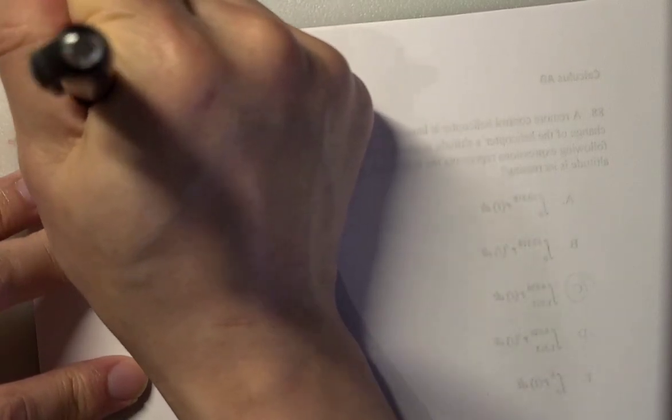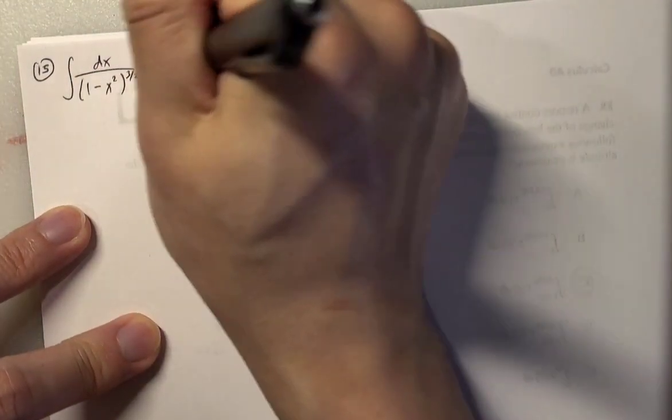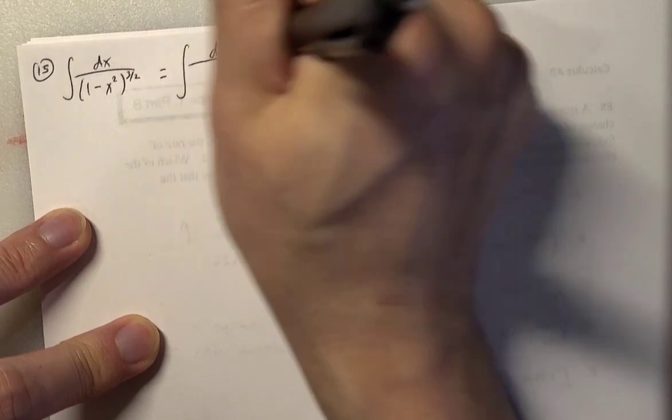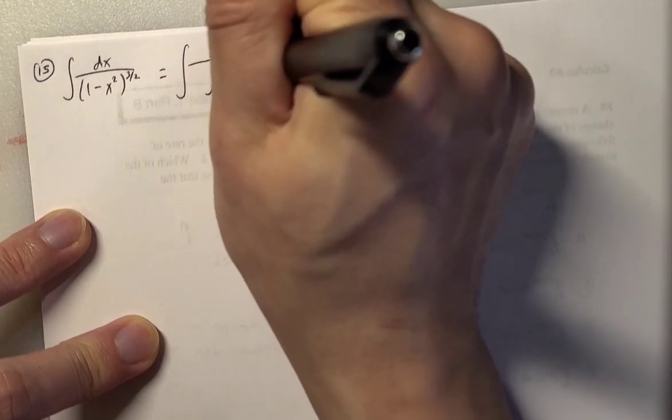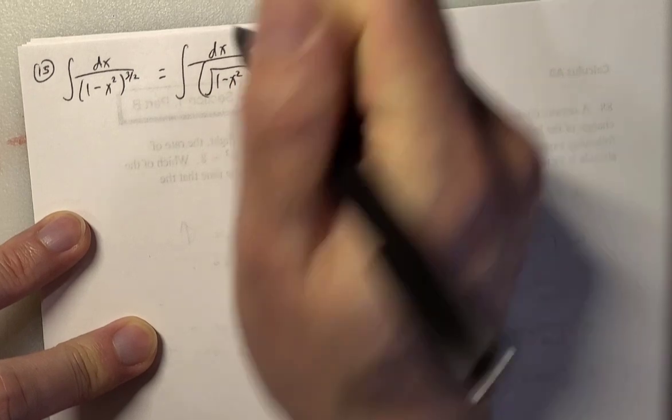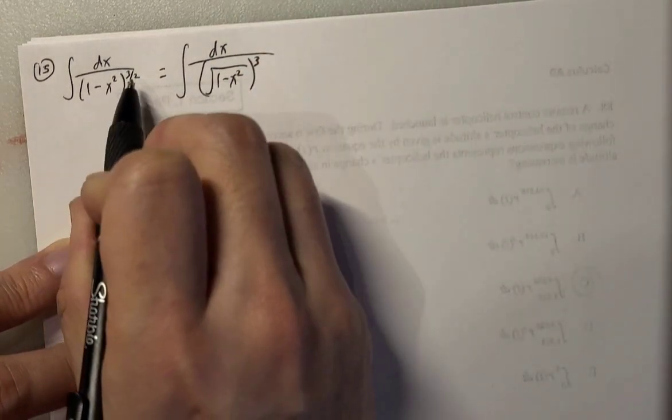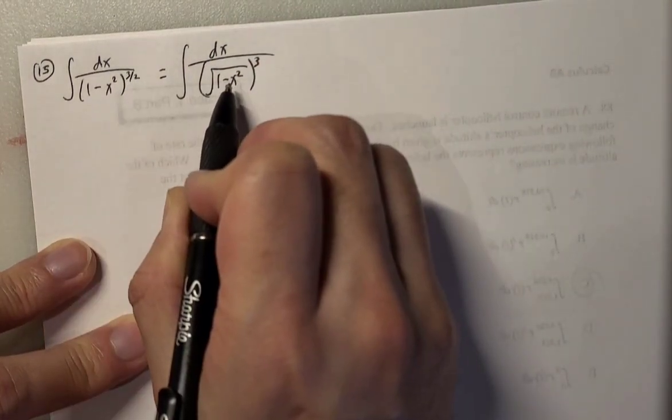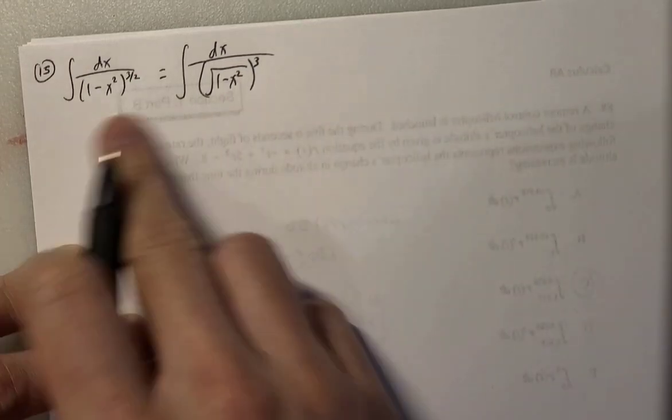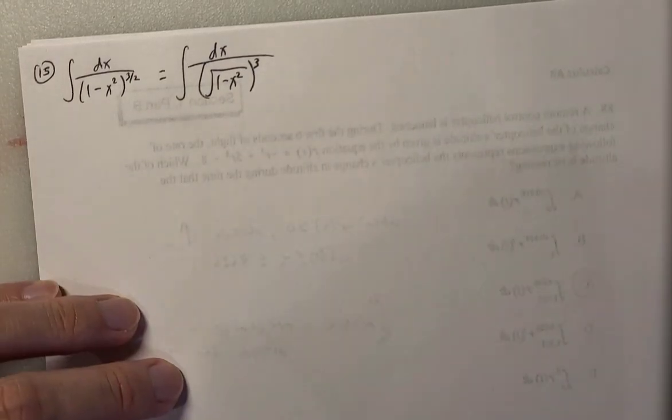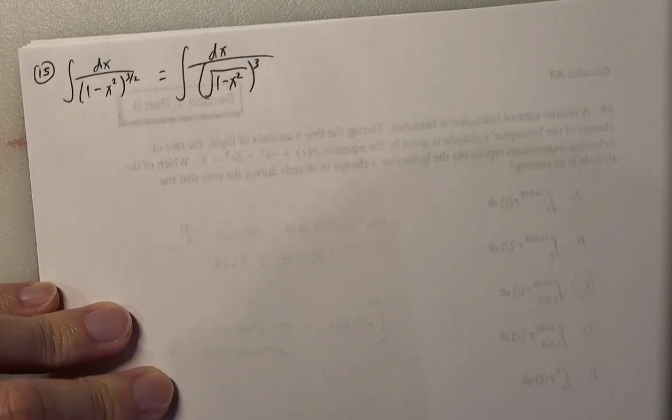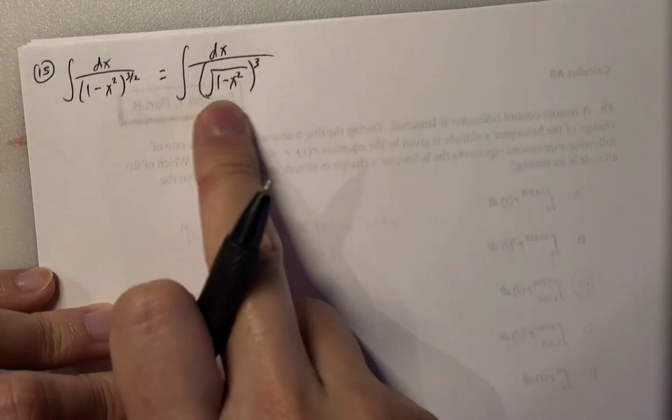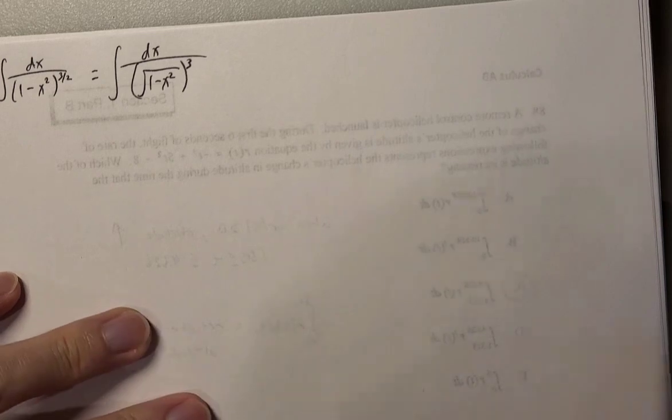Integral dx over 1 minus x squared to the 3/2 power. So actually, I can rewrite this as dx over square root of 1 minus x squared to the 3rd power, because it's just this guy to the 1/2 power, which is square roots, and that guy cubed. This is just properties of radicals and exponents. Okay, so I see it's something squared minus something squared, so I can use trig sub.